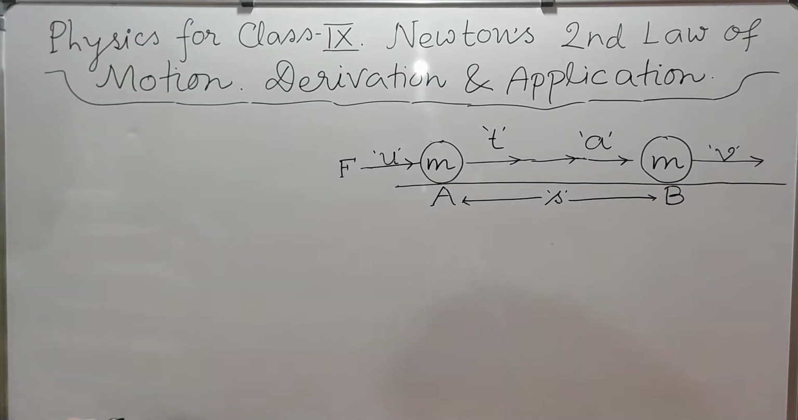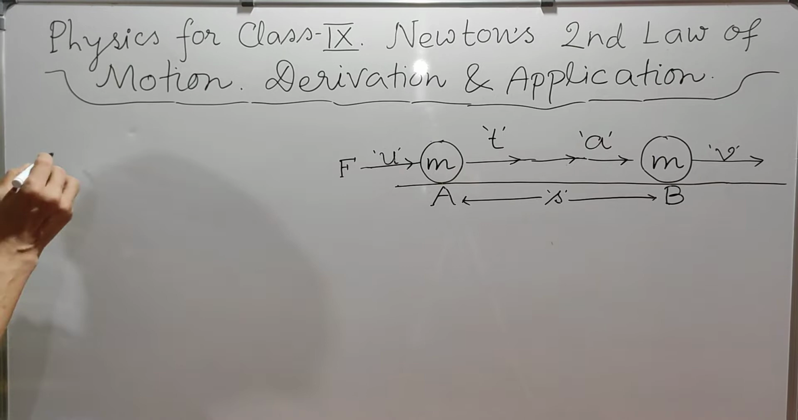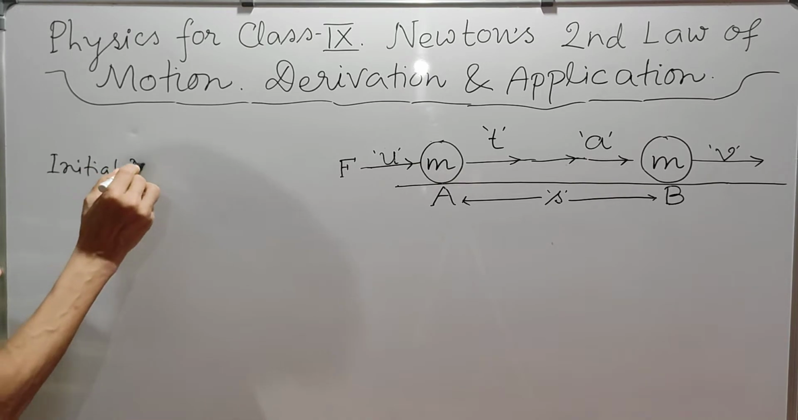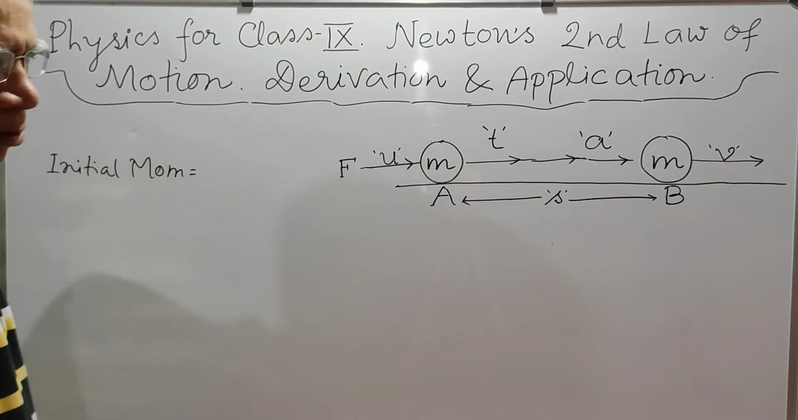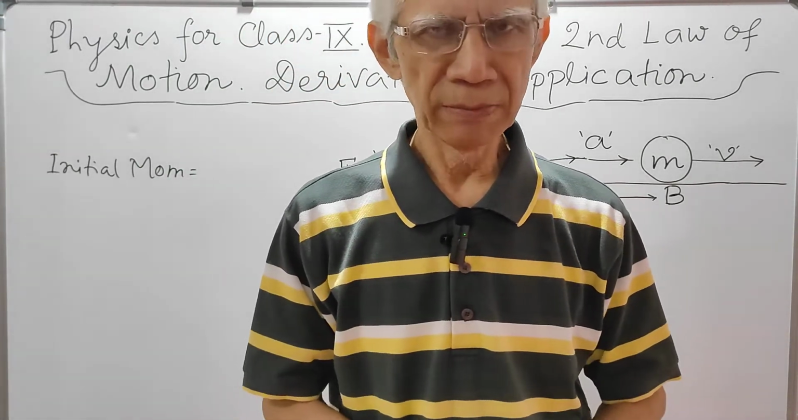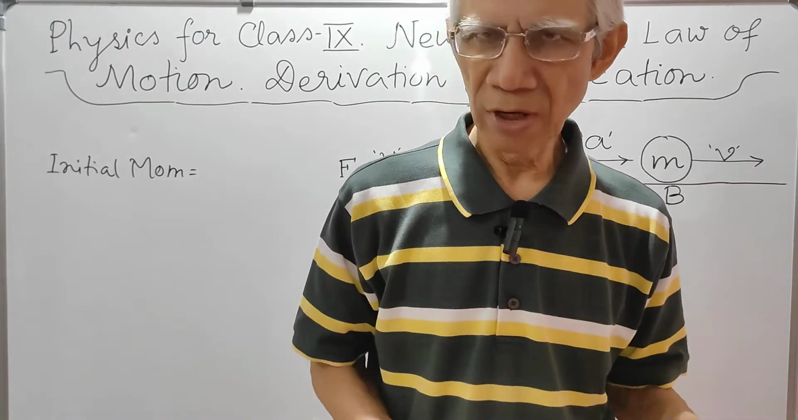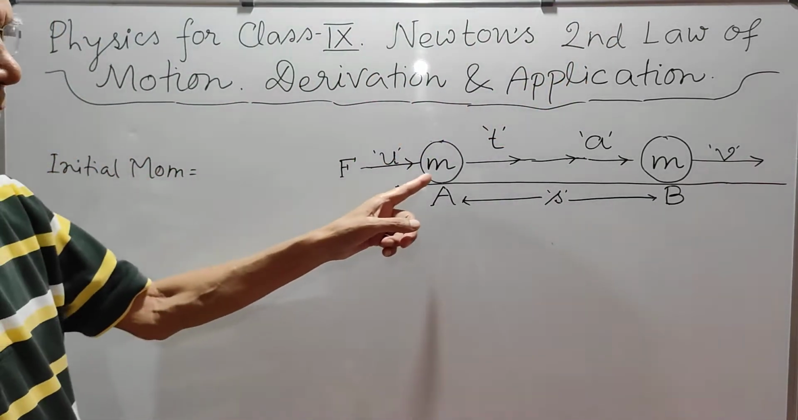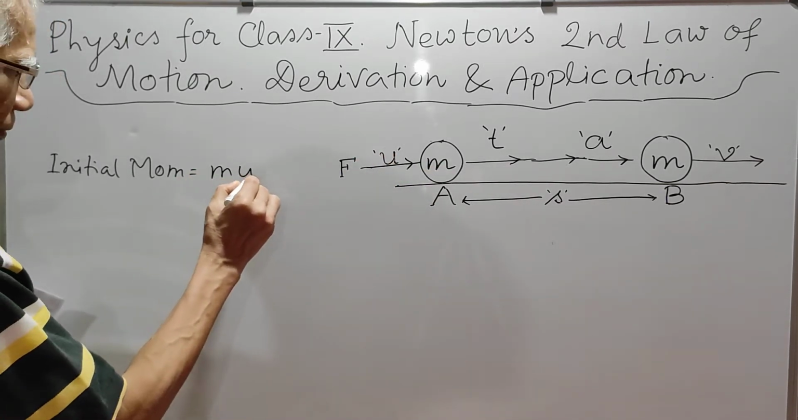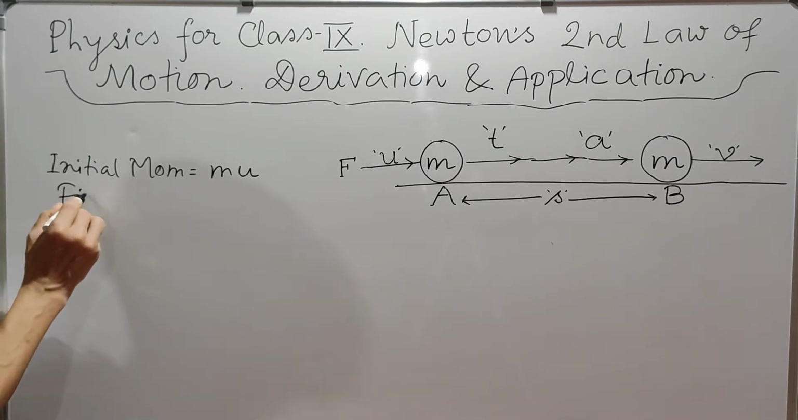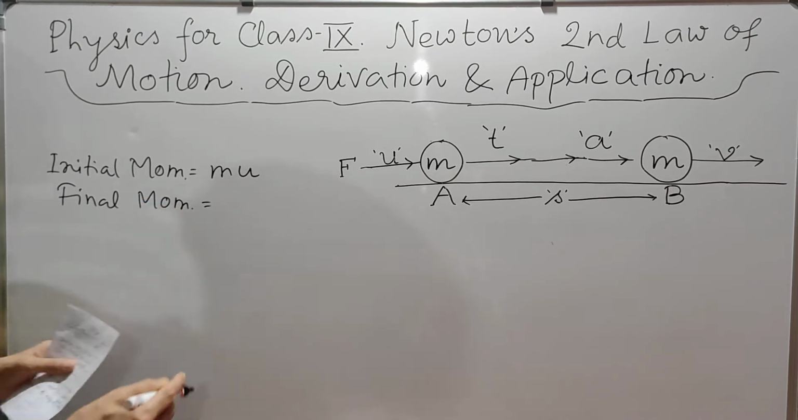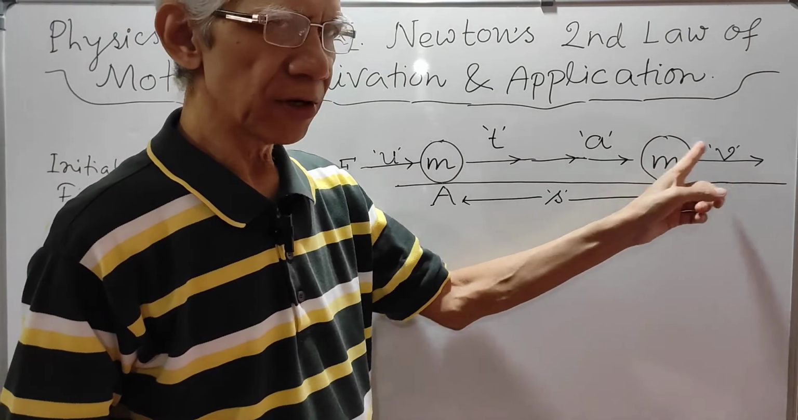Okay. Now, let us see the initial momentum of the body. Now momentum of a moving body is mass into velocity. A moving body has momentum, that property, which is equal to mass into velocity. Now initial momentum of this body, so mass m, initial velocity u, so m into u, mu. Then final momentum of the body. So final momentum equal to mass into final velocity, mv.